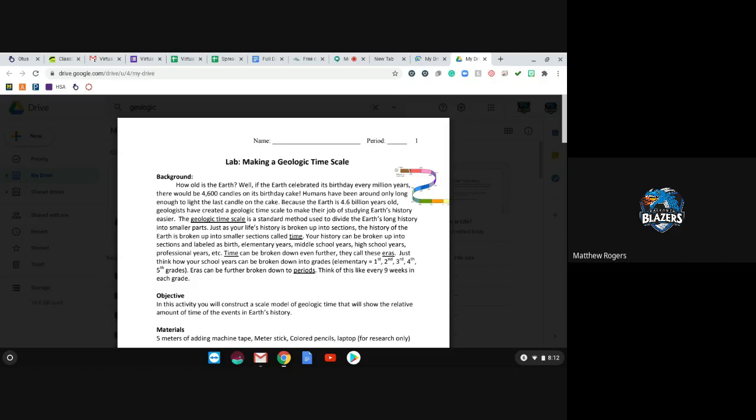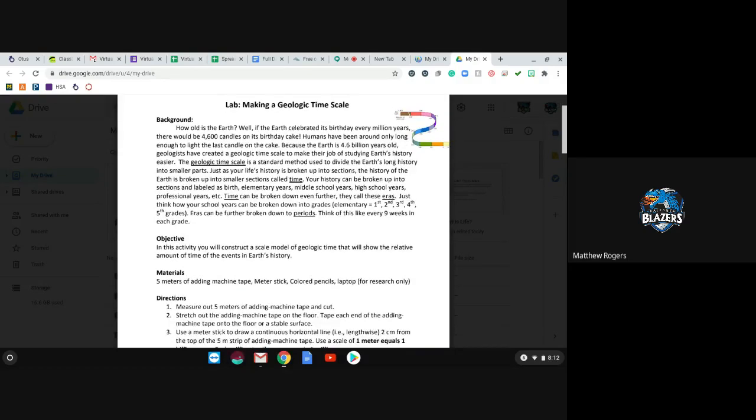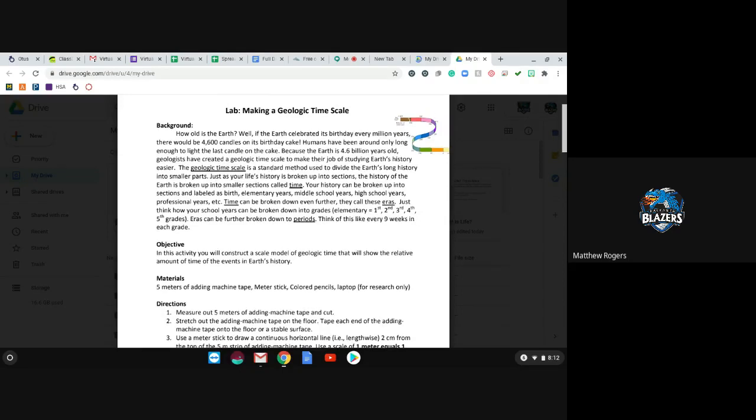Without that scale, we can't really see how long these periods were, because some of them are going to take up about 80% of that 5 meters. Others are going to take about a foot. Some of them are going to take a couple inches, and I kind of want you to see that. So think about maybe cutting some pieces of paper into strips and then connecting those strips to make them longer.